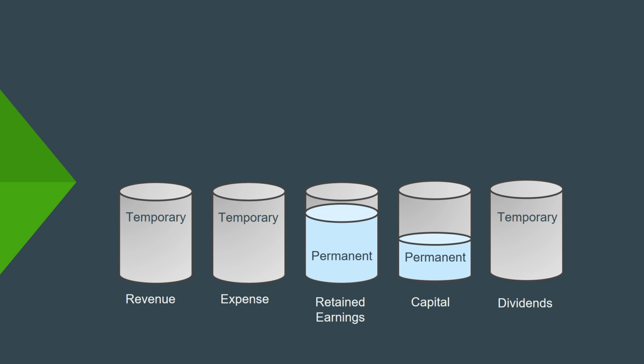And because those accounts retain their values into the new fiscal year and are not emptied out as part of the closing entries, those are also considered permanent accounts. So permanent accounts are any accounts that still have their values at the end of the fiscal year. Assets, liabilities, and retained earnings and capital for a corporation. Everything else, revenue, expenses, and dividends, are temporary.